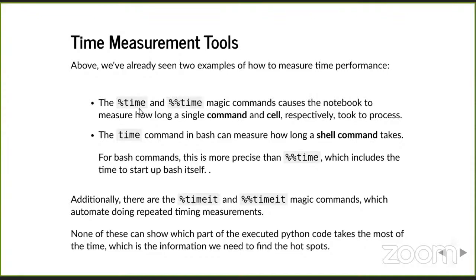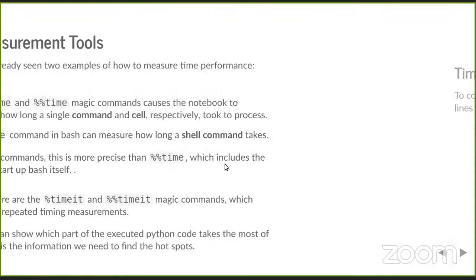Okay. One thing that is wrong kind of with all of them is that they take either a whole command or a whole cell, or maybe a whole script, but it doesn't tell you where inside that cell the trouble is. So it doesn't tell us the hotspots. It just tells us whether it's slow or not. So we'll need extra tools.